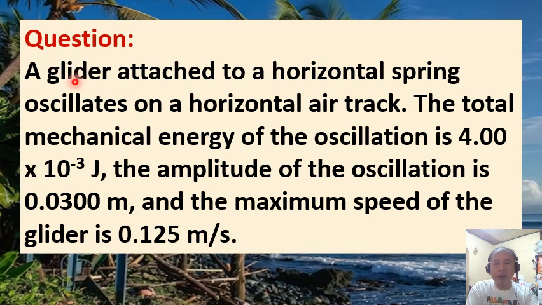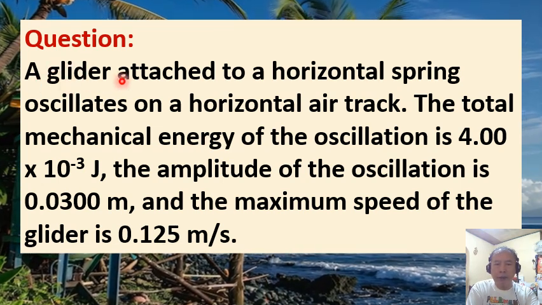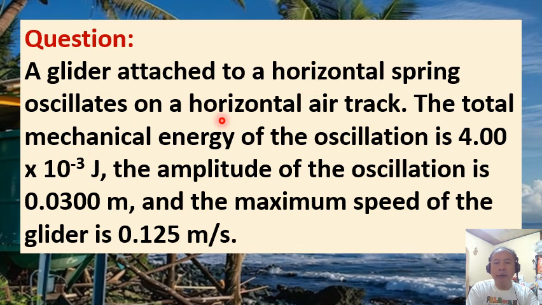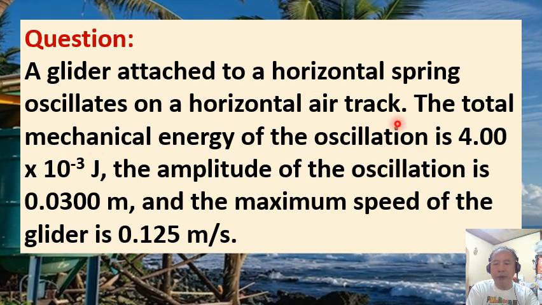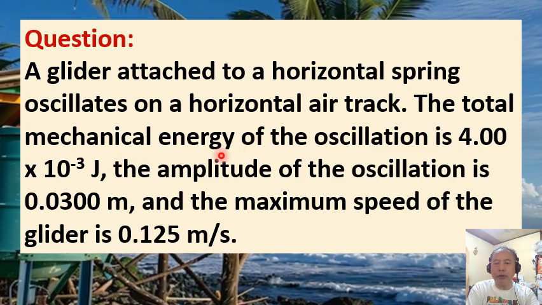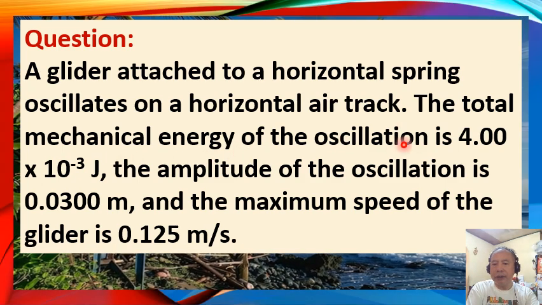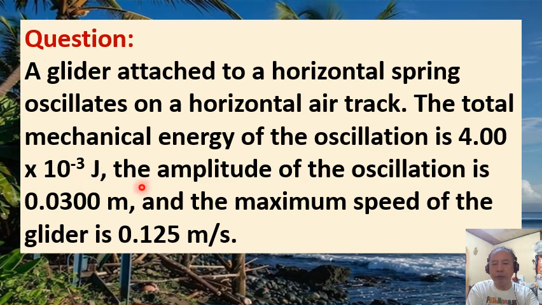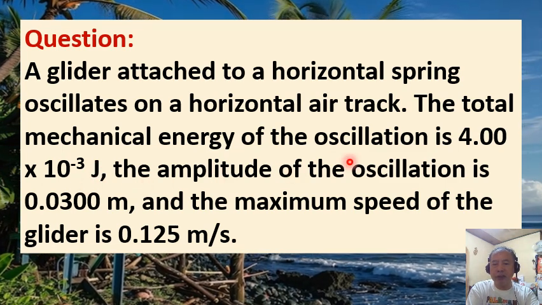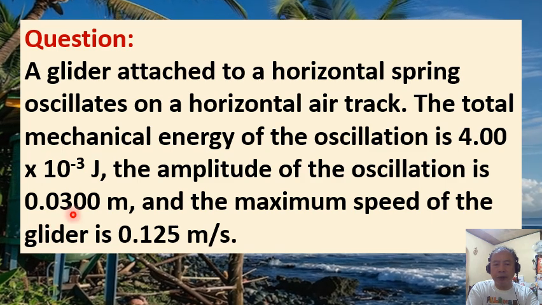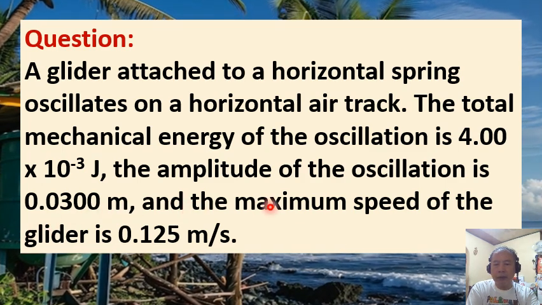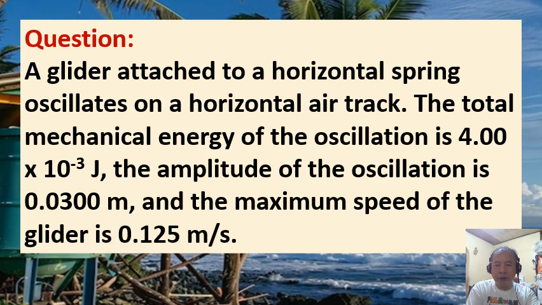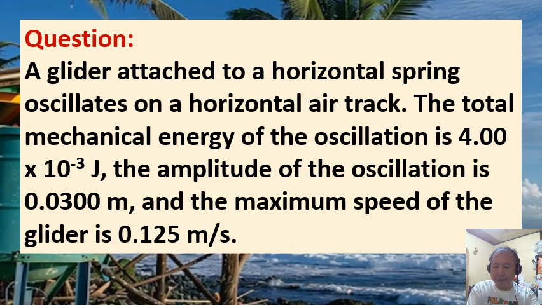The question is, a glider attached to a horizontal spring oscillates on a horizontal air track. The total mechanical energy of the oscillation is 4.00 times 10 to the negative 3 joules. The amplitude of the oscillation is 0.0300 meter, and the maximum speed of the glider is 0.125 meters per second.